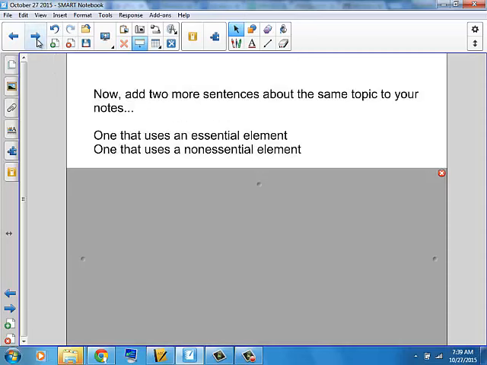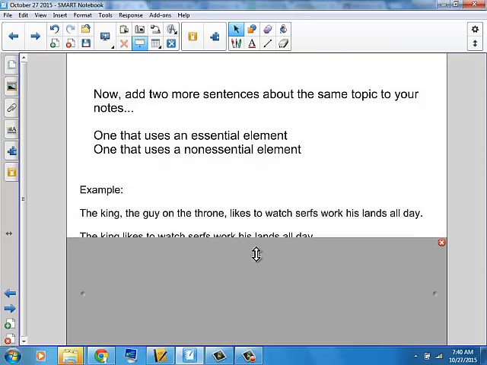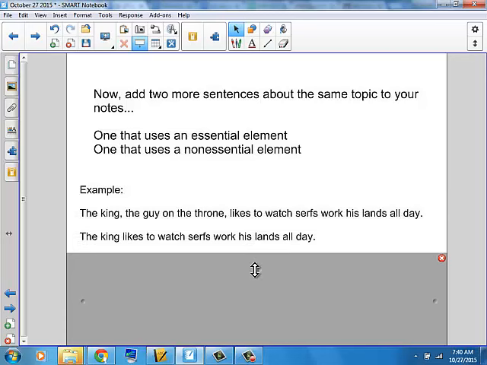So now I'd like you to add two more sentences to your notes about the same topic. All right, so you could use one about feudalism, you could use one about bats, your choice. You need to write one that uses an essential element and another sentence that uses a non-essential element. All right, so to give you an example, here's my sentences. I chose something about feudalism. "The king, the guy on the throne, likes to watch serfs work his lands all day."